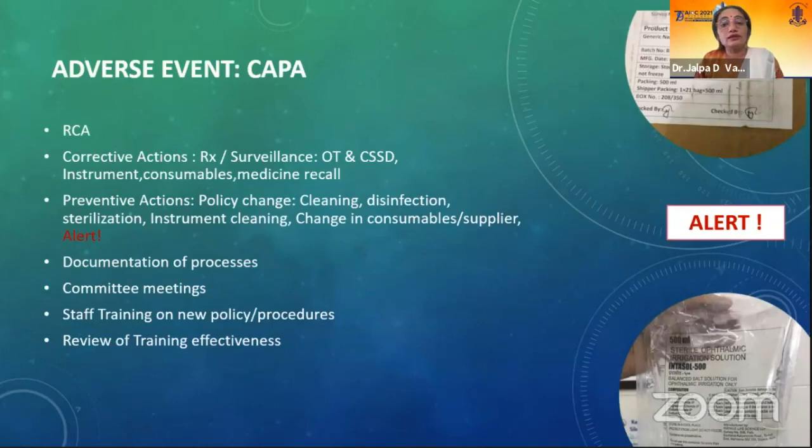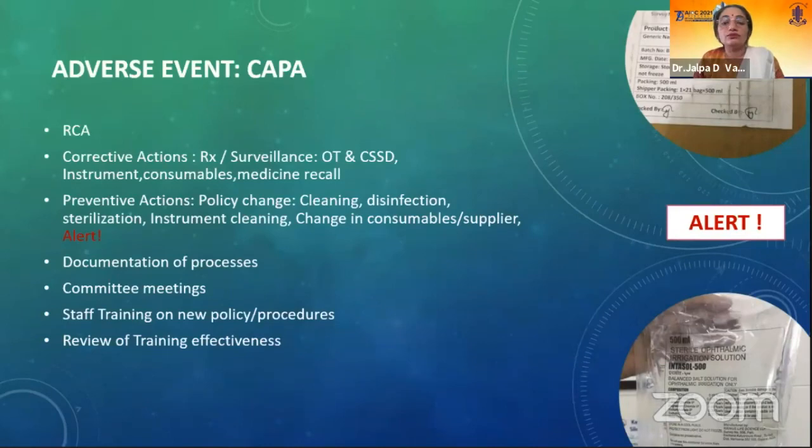After doing RCA, we are supposed to take CAPA. So what is that? Corrective action and preventive action. So what is the corrective action? Treatment given to the patient, recall process, surveillance activities, these are all known as corrective action. And what could be the preventive action? Like a new policy on disinfection protocol. It can be replacing the consumable or changing the vendor. So this is your preventive action.